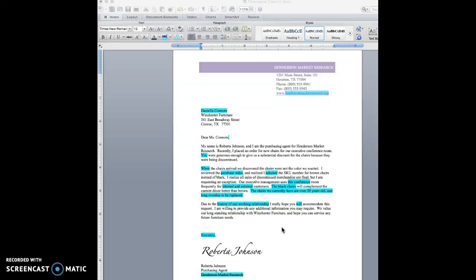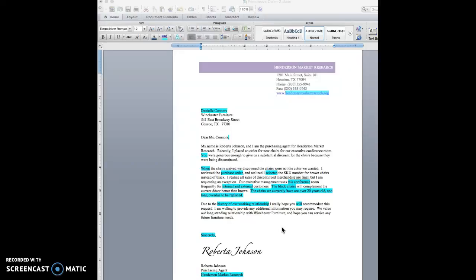Your boss has come to you and is very upset. The chairs that came in were brown and they should have been black, and they don't match the decor at all. And so you have to persuasively claim Winchester Furniture to hopefully replace the brown chairs with the black chairs. So that's the premise of this letter.